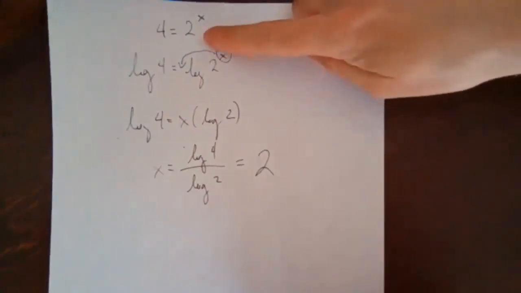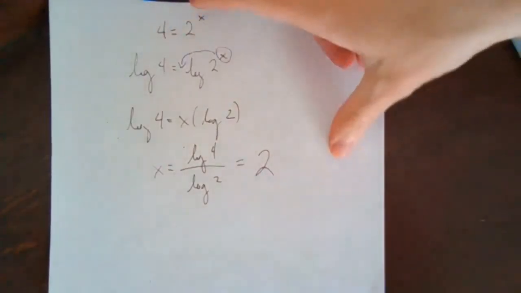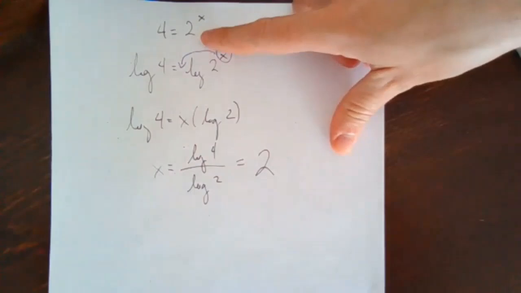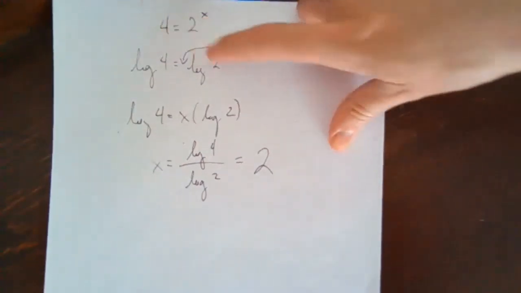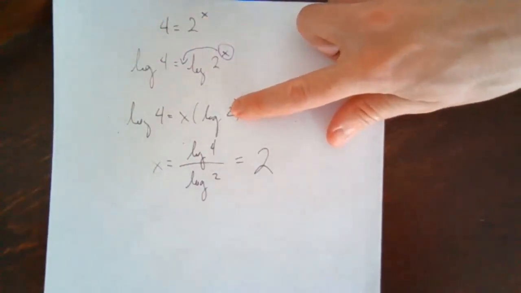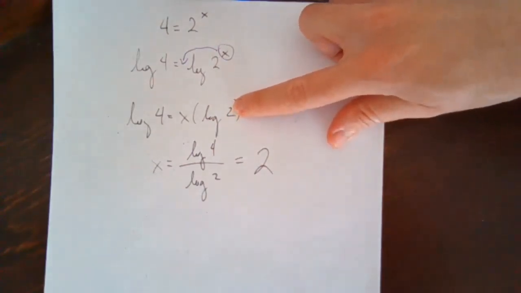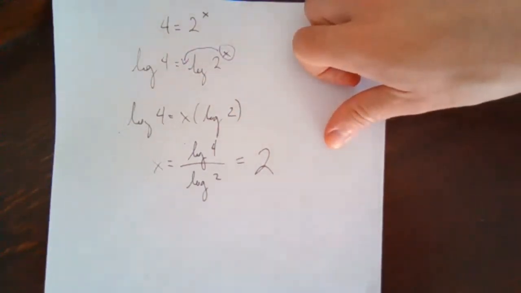You may have been able to know 2 to what power gives you 4, right? That's the question that logarithms answer: a number raised to what power gives you a different number. That's why we use logarithms here. And so, to remove the exponents, that's the job of logarithms.